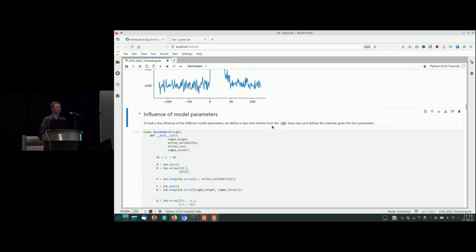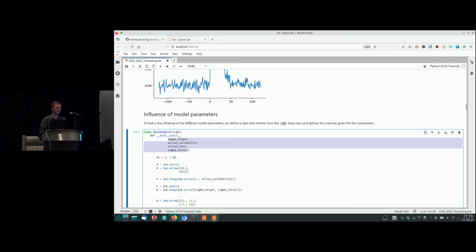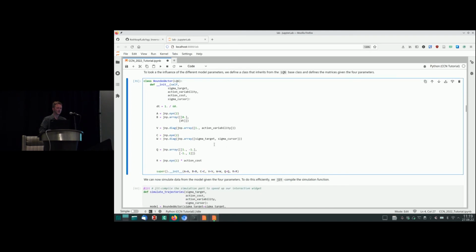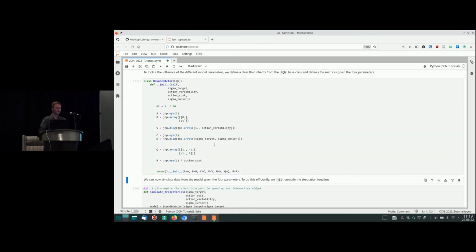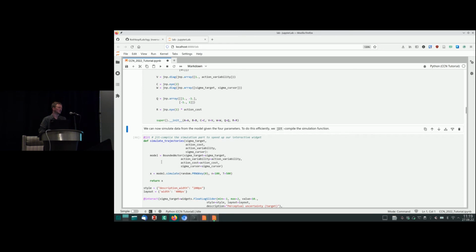And now let's look at the influence of some of the model parameters. So we define a class that inherits from this LQG class, and the class takes as inputs our parameters: our perceptual uncertainty about the target, about the cursor, the action variability, and the action cost. And we set up these matrices exactly in the same way as we did above. And then we can use this class inside a function that simulates some trajectories again and again. And to make this run efficiently, we precompile this function by using this JIT function from JAX.